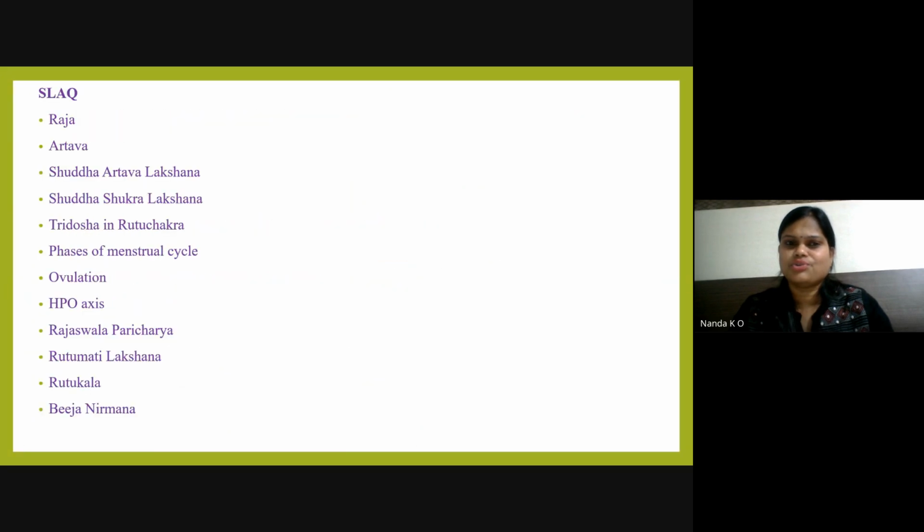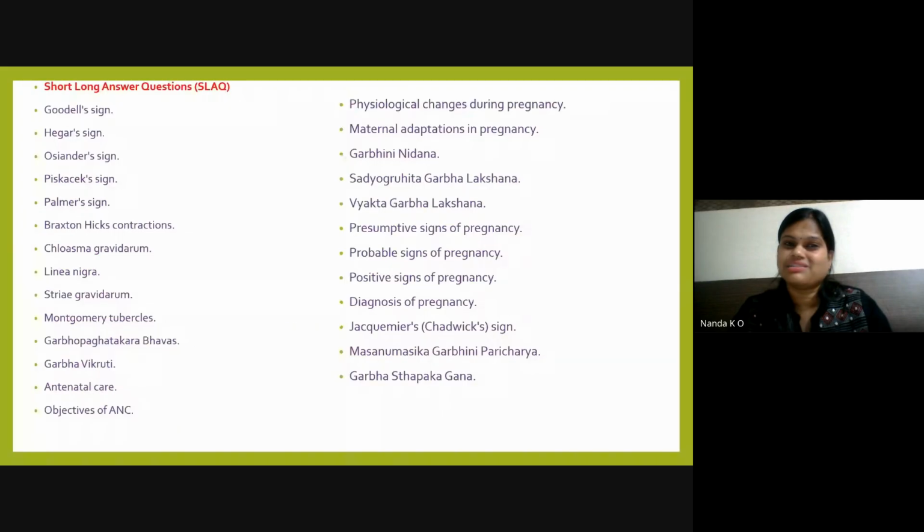It's just a few, Rutu Chakra, and what are the probabilities? See, once again, reading these questions and preparing will be difficult. Sadhyagrita and Vekta-Garbha Lakshanas are the most expected questions. This is just a brief of mine. But still, do you have any questions or queries? I welcome them, because I need to give a bit of time for that also.